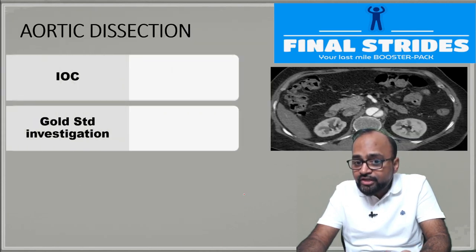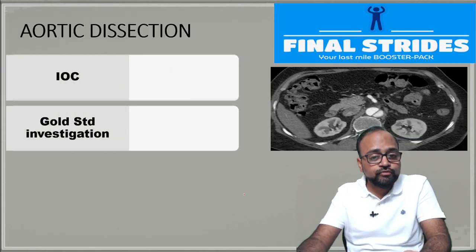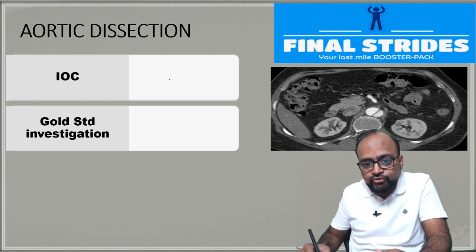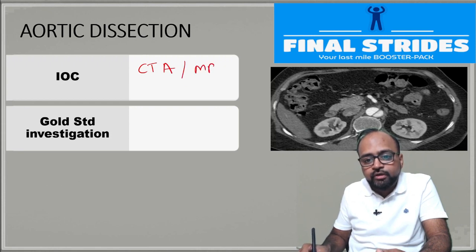Now, if they ask you what is going to be the investigation of choice for aortic dissection, see, vascular abnormality, what is the investigation of choice? It is always a CT angio or an MR angio.